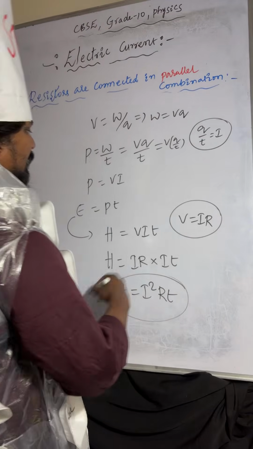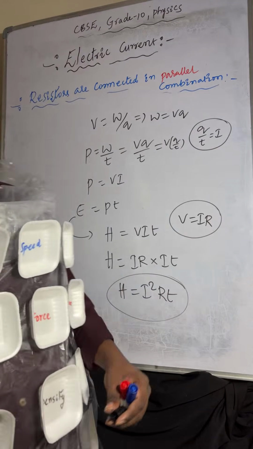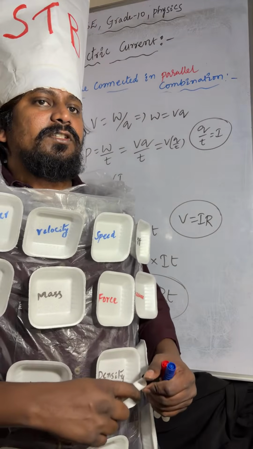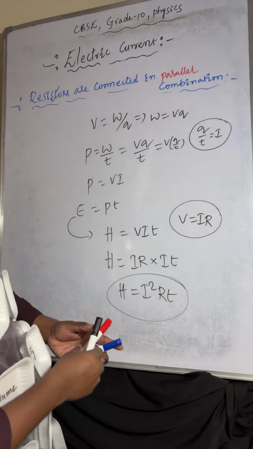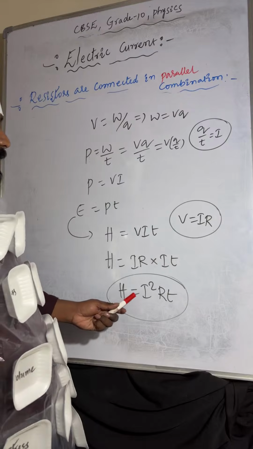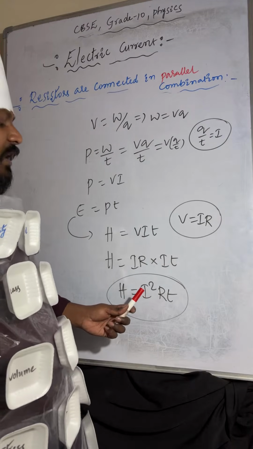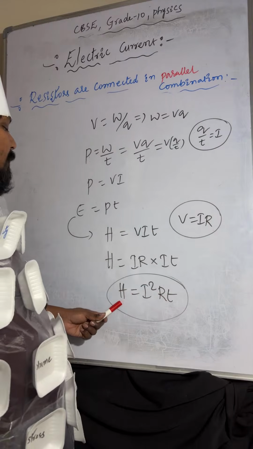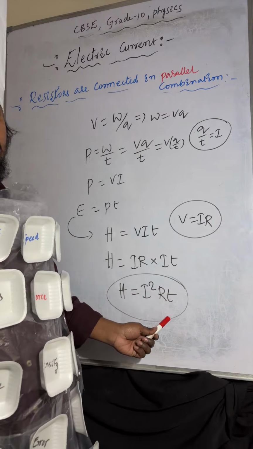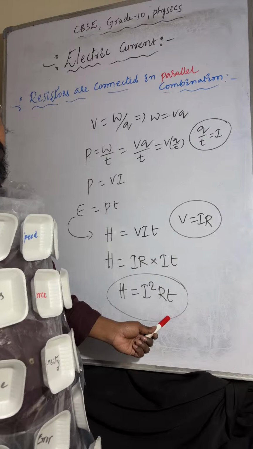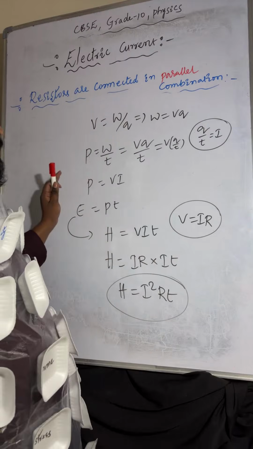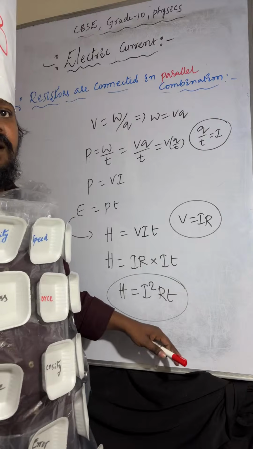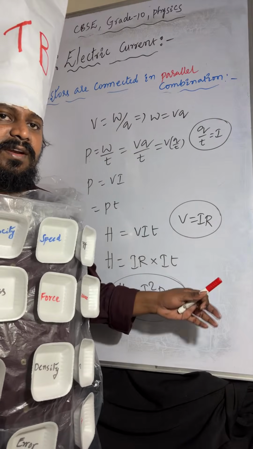So heat produced in the conductor is directly proportional to the square of current. Heat produced in the conductor is directly proportional to resistance. Heat produced in the conductor is directly proportional to time. Okay, so this is about the heating effect of electric current. It is also known as Joule's law of heating.